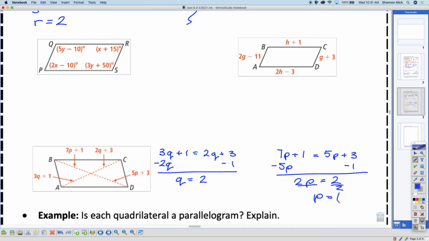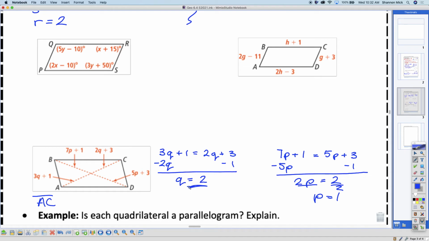Q is 2 and P is 1? Yes. Okay. Is that all we have to do for that? Now, if I ask you the length of the diagonal, let me ask you what is AC. How would I find AC? You would add them together. Yeah. You'd add them together, or I could plug in my Q, right?